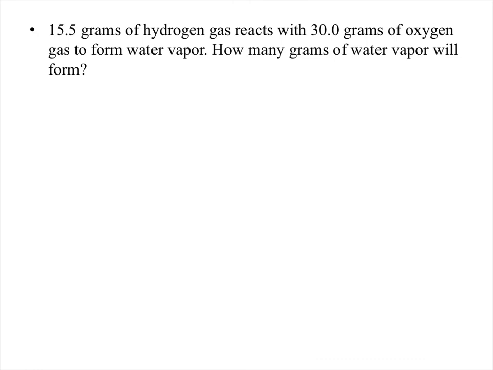And this last example I want you to try out as well. So write the equation for the problem, balance it, and then based on the amounts of hydrogen and oxygen that you're given, figure out how much water vapor you're actually able to make. The answer for this one is 33.75 grams of water.